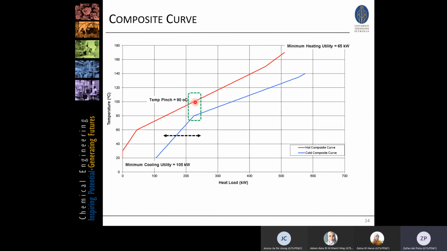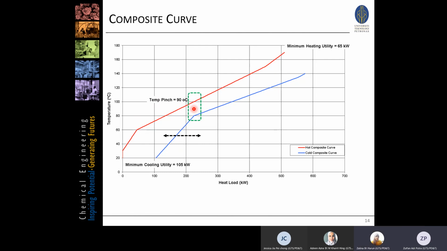The hot pinch is 100 degrees C, we can see 100 degrees C. And then the cold pinch is 80 degrees C. So the delta is 20, and divided by 2 we get the pinch temperature of 90 degrees C. So that 90 is basically somewhere in between, the temperature in between.